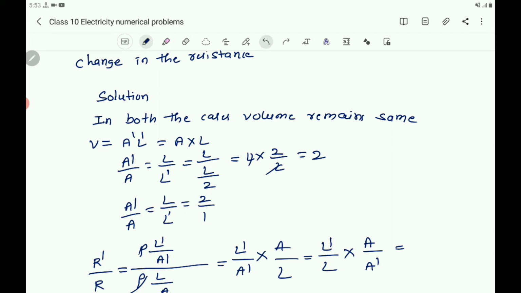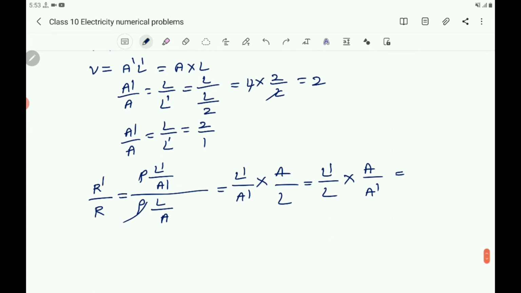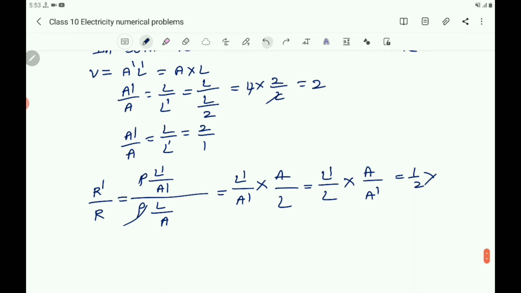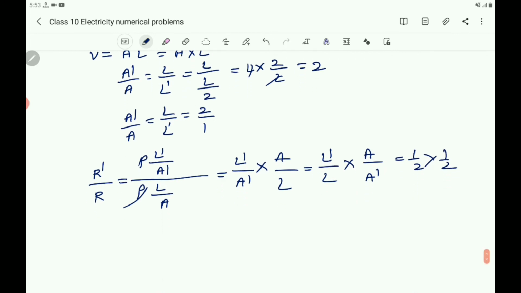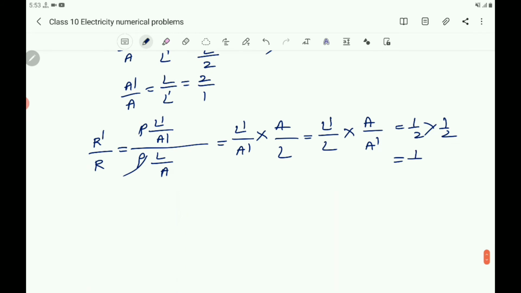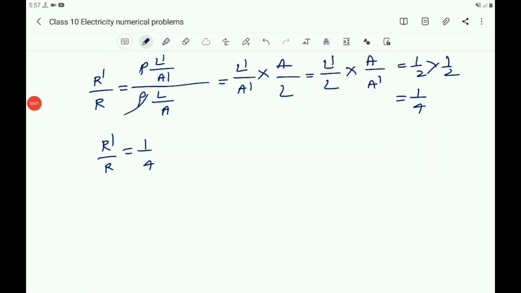So L dash by L is 1 by 2. And A dash by A is 2 by 1. Here you need A by A dash, so you take the reciprocal, that is also 1 by 2. That equals 1 by 4. So R dash by R equals 1 by 4. Then R dash equals R by 4.